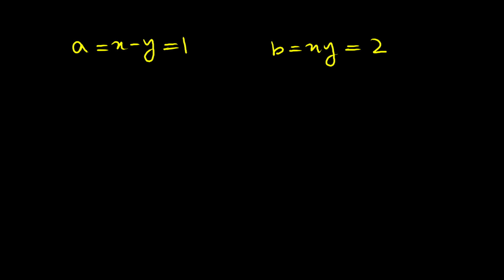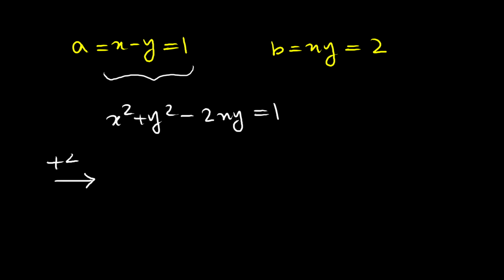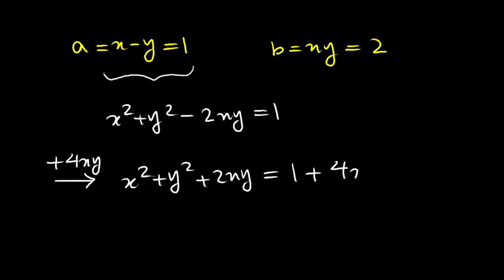Now, in order to solve for x and y, we need to go ahead and use these two values to solve for x plus y, and then by doing that, we're going to be able to solve for x and y. To do that, let's go ahead and square both sides of this. So we're going to have x squared plus y squared minus 2xy equals 1. And then let's go ahead and add 4xy to both sides to get x squared plus y squared plus 2xy equals 1 plus 4xy.